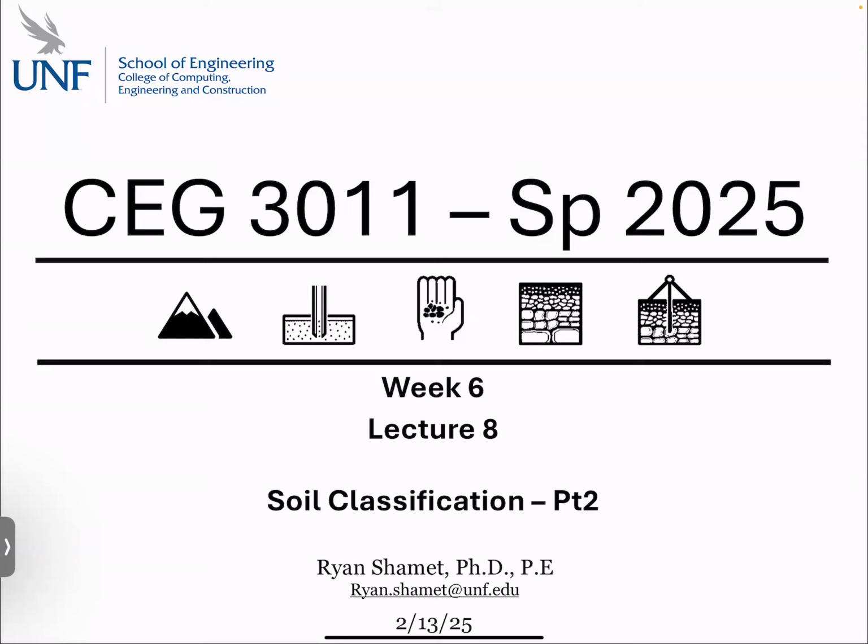What does USCS stand for? United States of America. That's right. No, Unified Soil Classification System. Unified meaning they actually use this outside of the United States. So AASHTO, the American Association of State Highway and Transportation Officials, is primarily used in the United States, but USCS is a global international thing. So the Unified Soil Classification System.